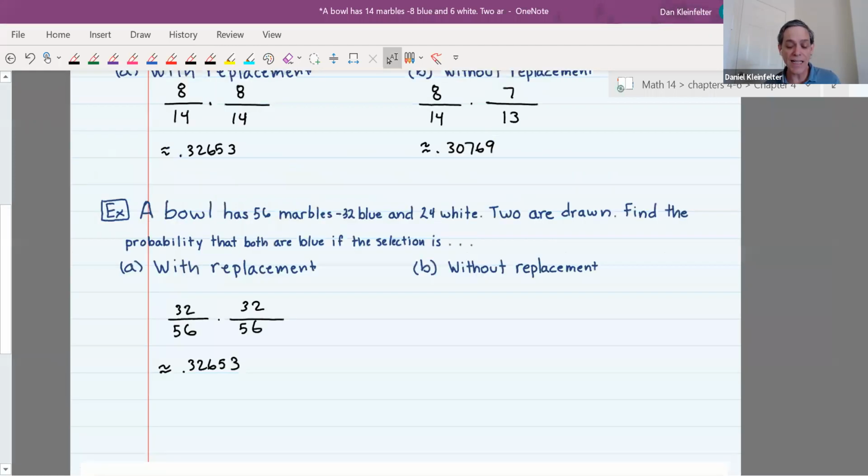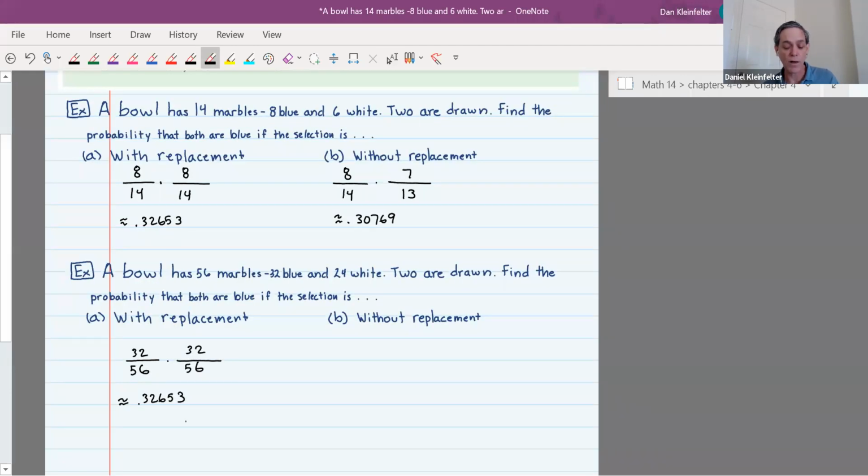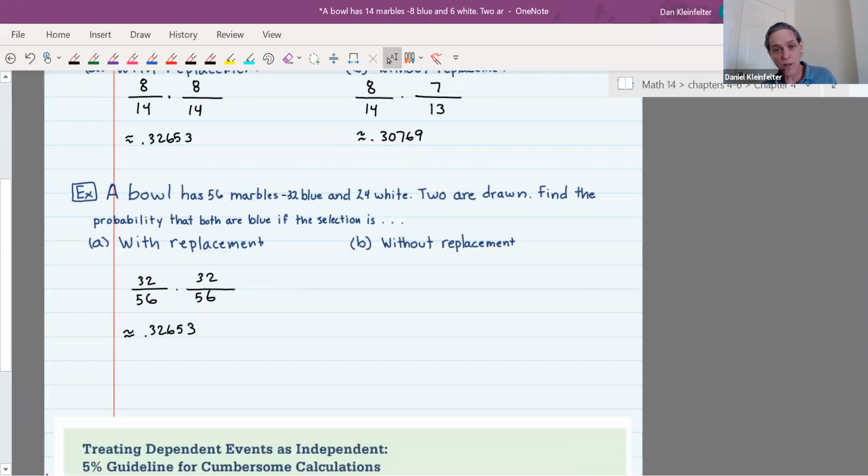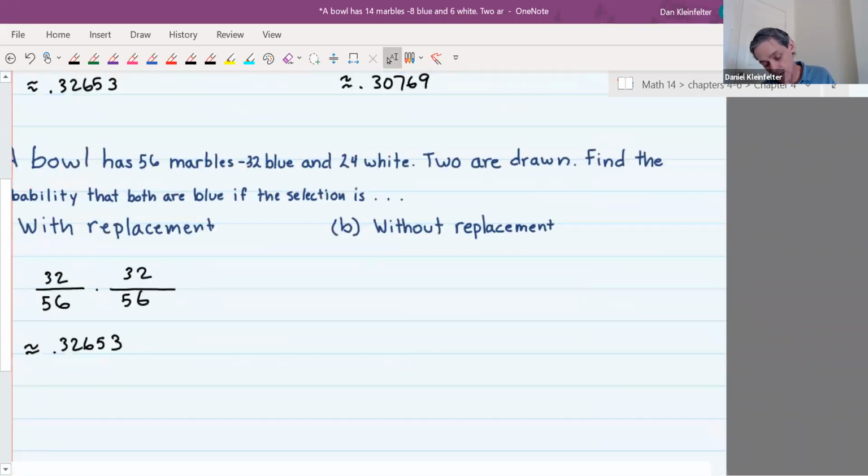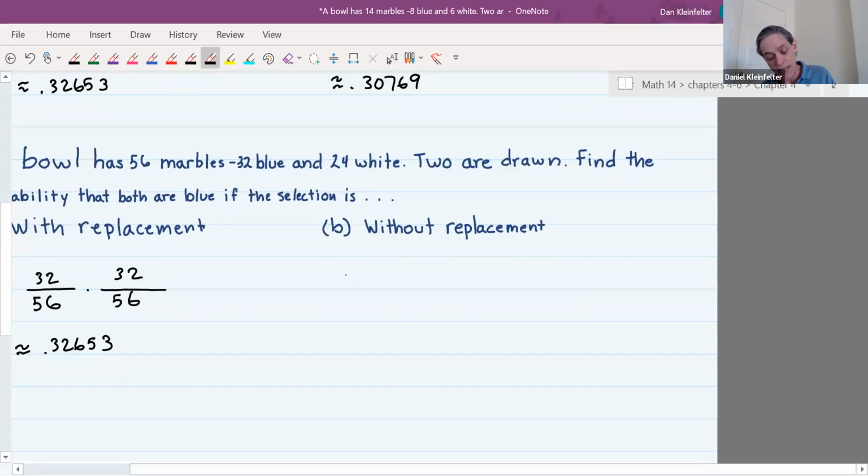Okay, so that is the same as what we had before, right? The with replacement value stayed the same. And the reason for that is because the proportion of whites and blues is the same between the two examples. We just increased the size of the population by multiplying all the marble counts by 4, but the proportion or fraction of them that are blue is the same, okay? We'll see a difference though when we do the without replacement situation.